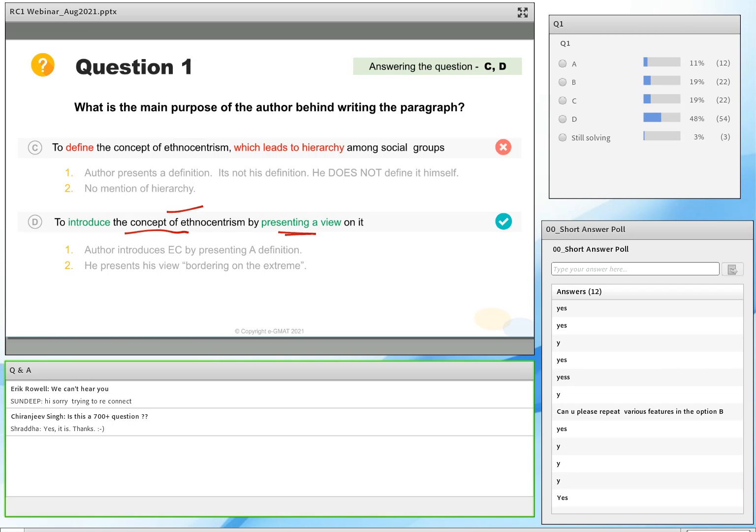Okay? There are no features in option B. The point is the passage is only giving you a definition. The definition of a mobile phone is not the same as features of the mobile phone, right? How can you say features are being presented?